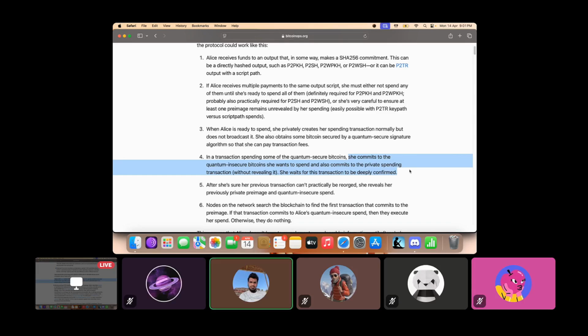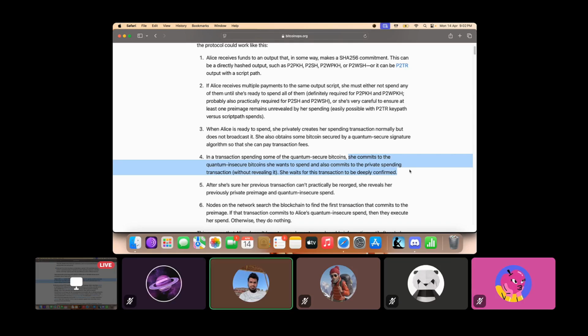Some researchers have shown that it is possible to do a reorg that is as far as 2 weeks, right? But whatever that number is, let's assume that Alice broadcasts that transaction, which has quantum secure bitcoins, and she commits to a SHA-256 hash digest, right? And she waits for that transaction to get confirmed.